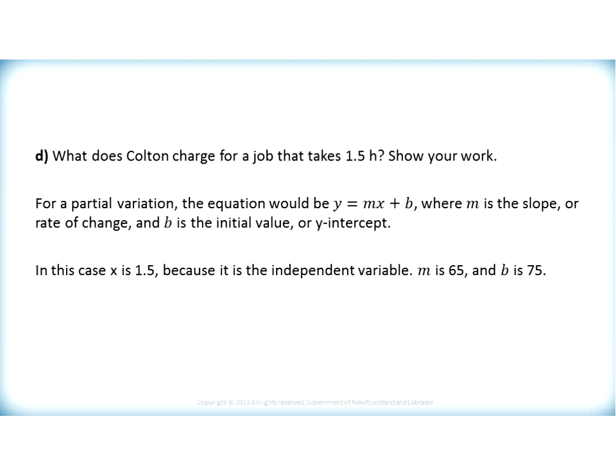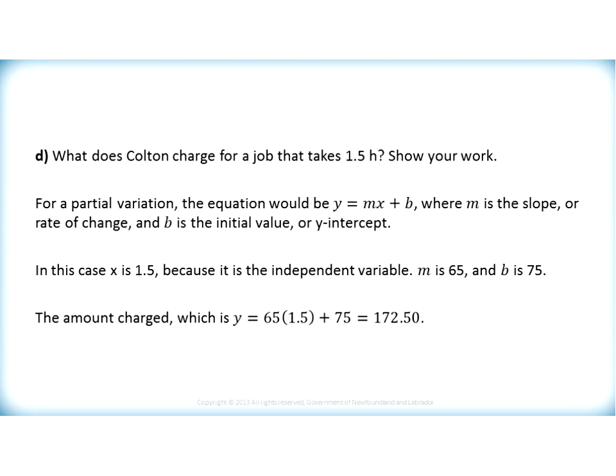In this case, x, the number of hours worked, is 1.5 because it is our independent variable. m is our slope, which is 65 because he charges $65 an hour. And b is our initial value, or y-intercept, and that is the flat charge that he adds to his price, which is $75.